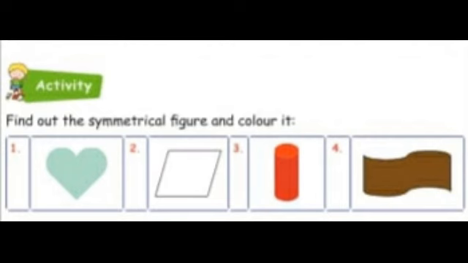In this, which is the symmetrical figure? The first one is a symmetrical figure because we can divide it exactly in the middle, and the second one also we can divide. Parallelogram, we can divide it diagonally, so it has two symmetrical lines. And the cylinder also we can divide only one time, horizontally. Yes, my dear students, so these pictures are the symmetrical figures.